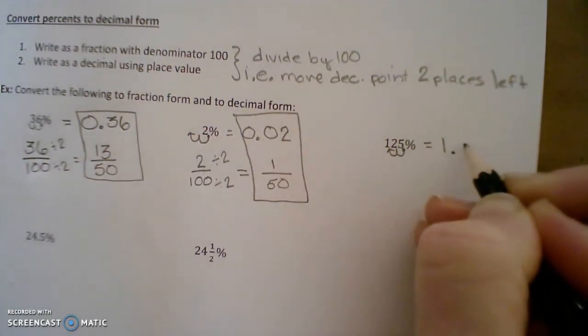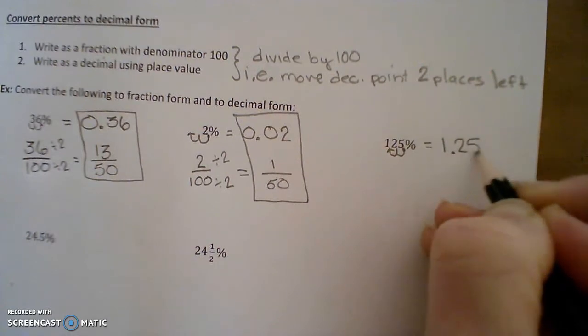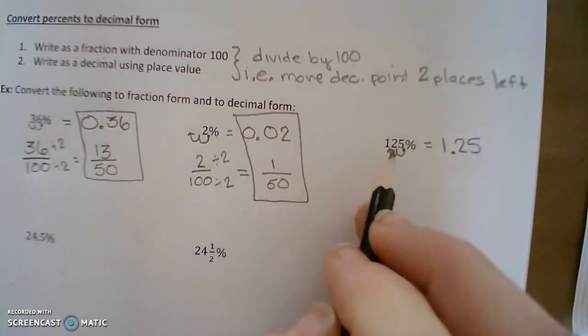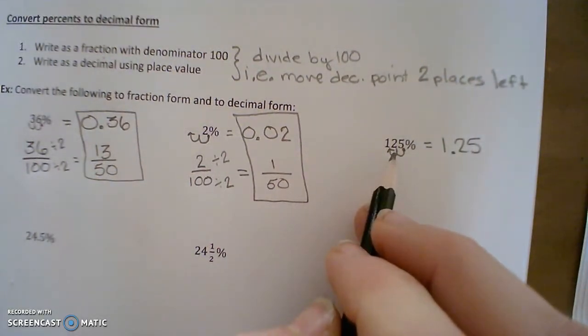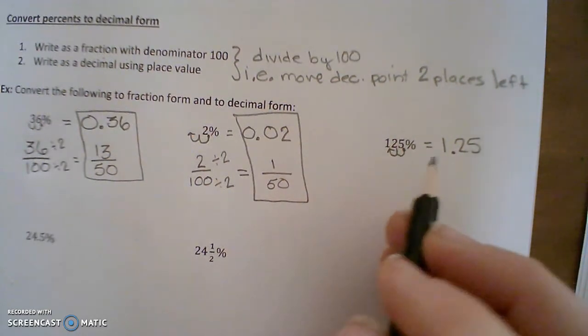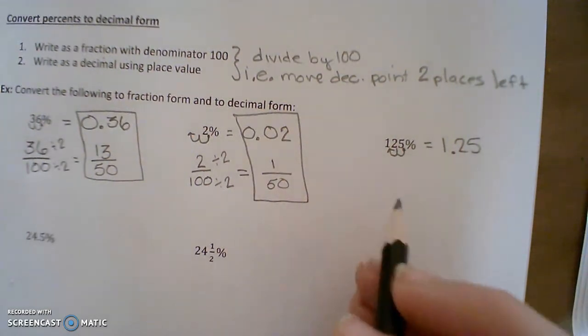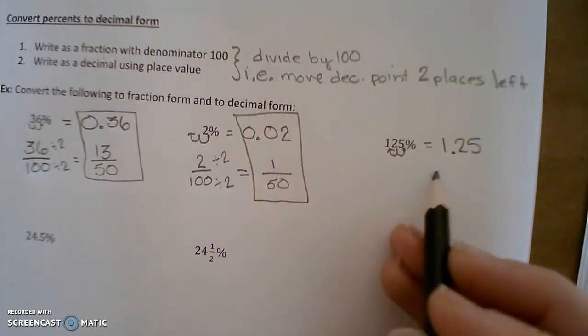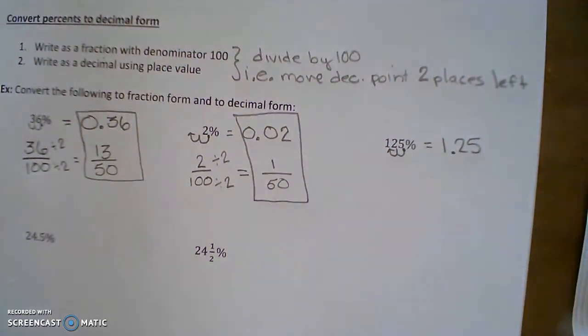It's 1.25. And this should make sense because this is a percent bigger than 100%. 100% is 100 over 100, or 1. So if I convert that to a decimal, it should be a number bigger than 1.